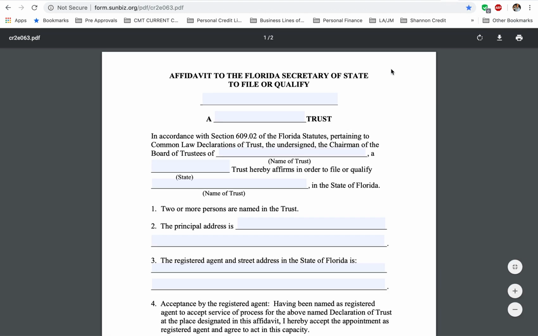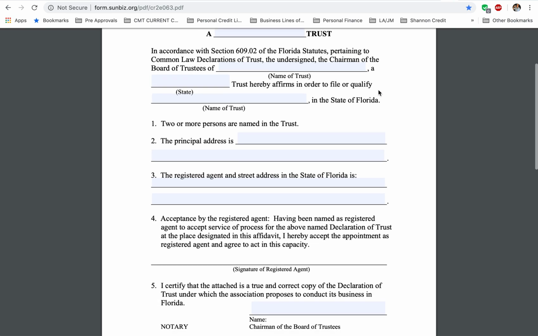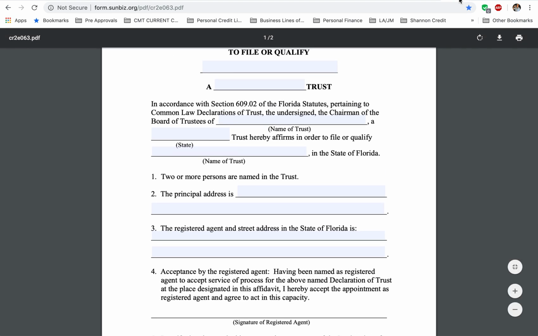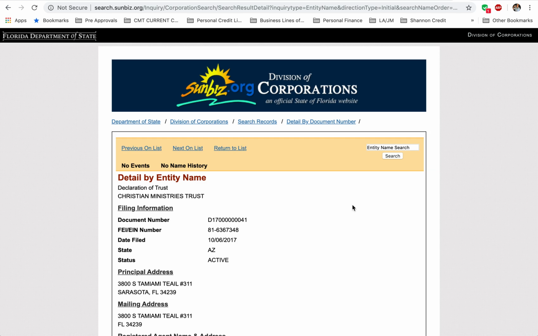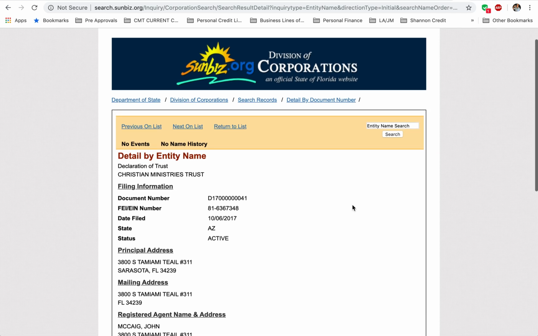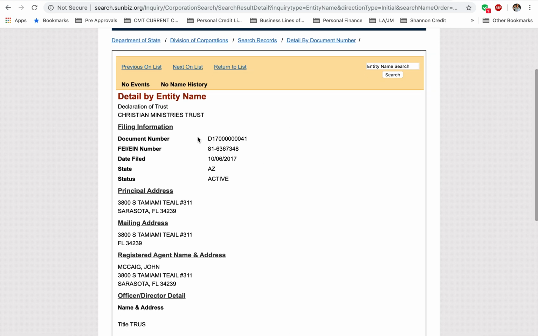You're saying, oh, I don't know if that trust is real. Well, in Florida, where Christian Ministries Trust is, you can file at the Secretary of State and have it there. So Florida thinks it's real. They think it's real. To the point where, guess what? It's there at the Florida, this is called sunbiz.org, Division of Corporations, an official state of Florida website. Okay, this is the state of Florida website. This is Christian Ministries Trust. It is here. It exists in Florida. Okay?